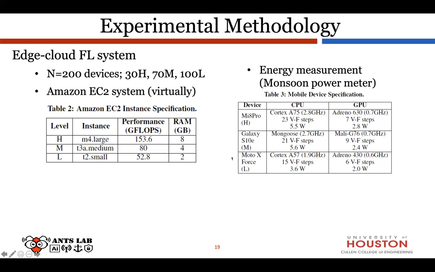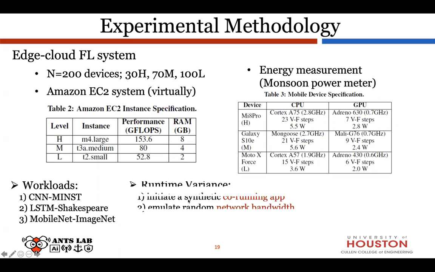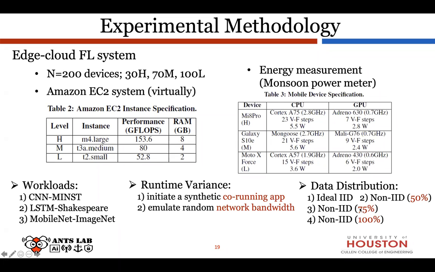Yes, okay. They run their experiments on 3 different datasets with 3 different models, and they initialize a synthetic code running app and emulate random network bandwidth to simulate the runtime variance. They also consider data heterogeneity, with different non-IID levels of their data distribution.